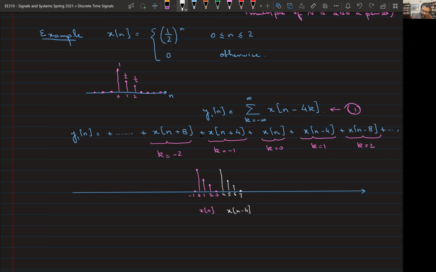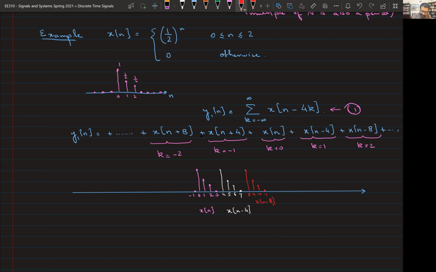What about x of n minus 8? X of n minus 8 is going to start at n equals 8. So here's what x of n minus 8 is. So this is x of n minus 8, and so on and so forth. And similarly, x of n minus 12 is going to start at 12, and so on. So this is 8, this is 9, this is 10, and this is 11.